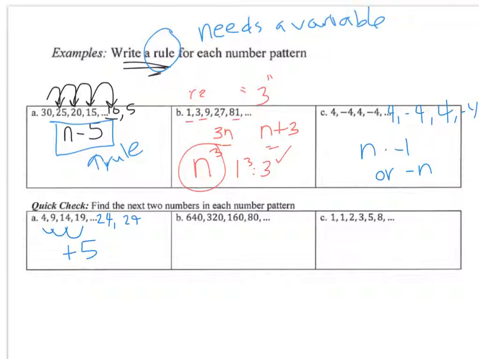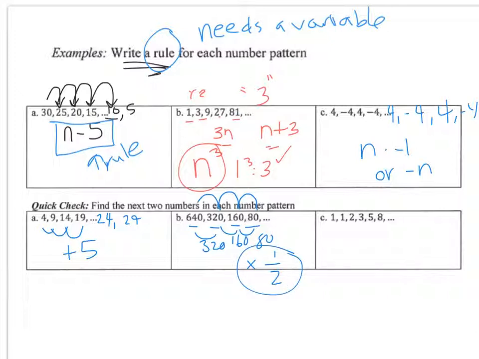Letter B, what's going on with these? The numbers are going down. How much are they going down by? Well, this one's going down by 320. This one's going down by 160. This one, the difference is 80, so it's not going down by the same number. But if I multiply 80 times 2, I get 160. Times 2, 160. So I'm actually multiplying by a half.